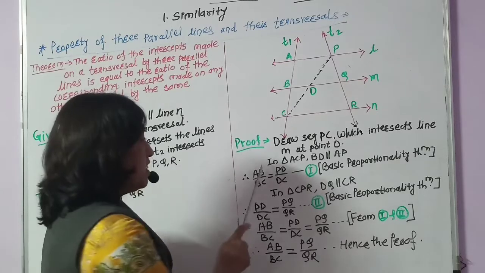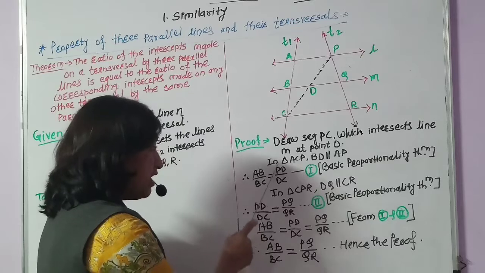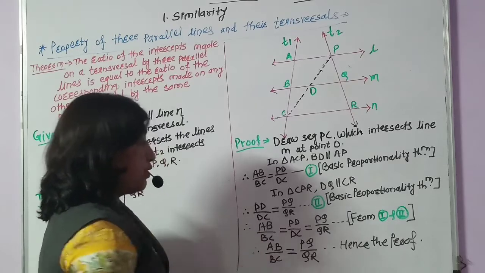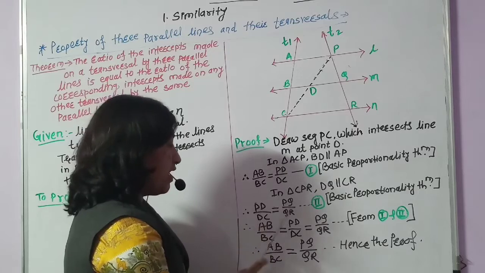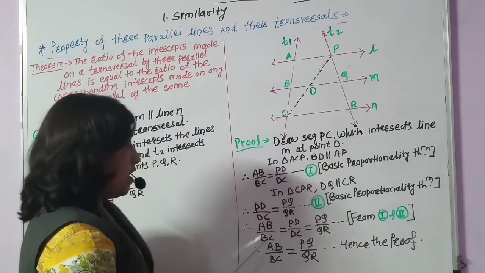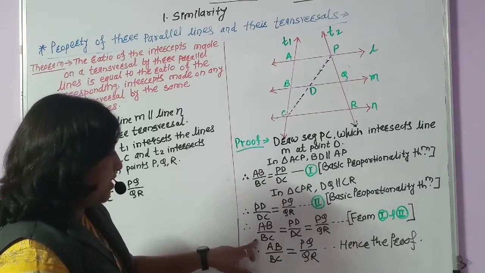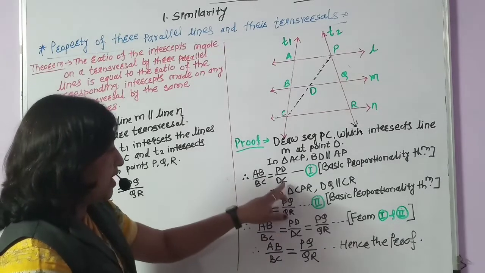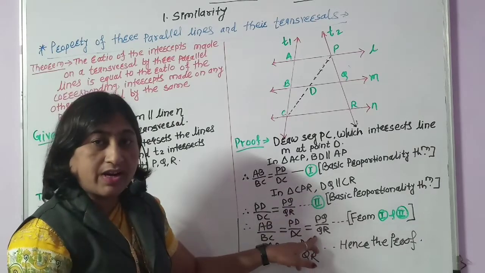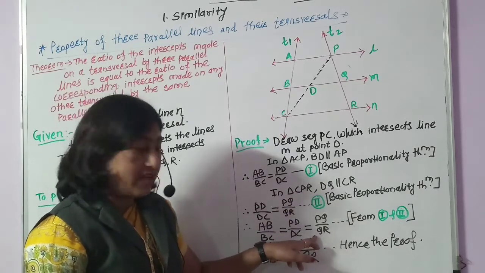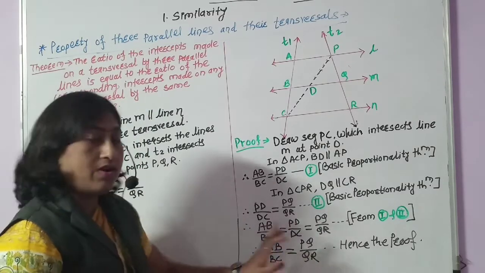That means if this ratio is equal to this ratio, and this ratio is equal to this ratio, that means this ratio is equal to this ratio. We can write here from equation 1 and 2, AB upon BC equal to PD upon DC, which is equal to PQ upon QR, from equation 1 and 2. So we write here AB upon BC equal to PQ upon QR.